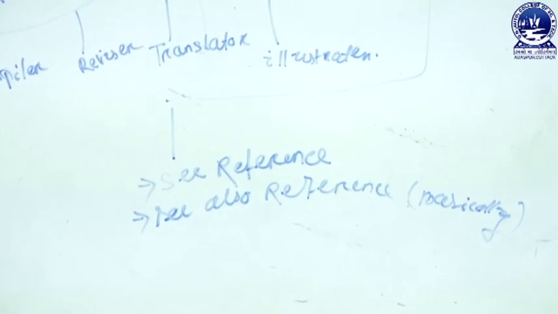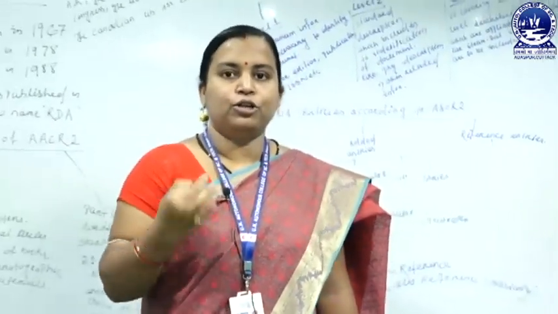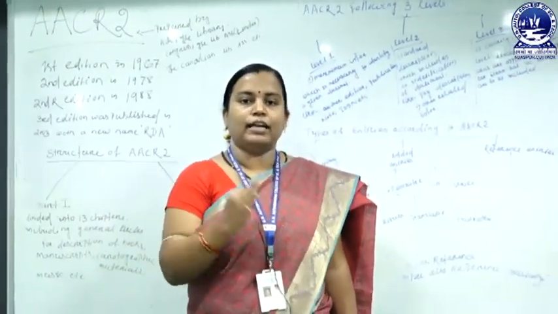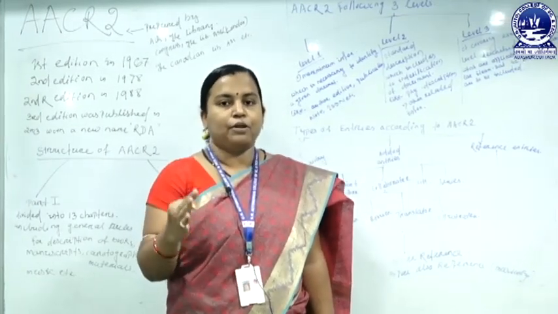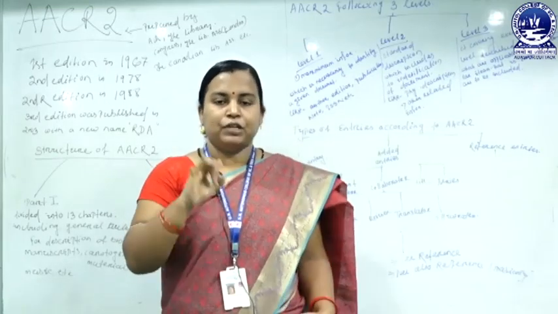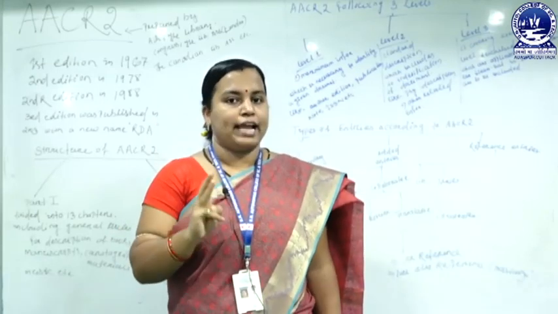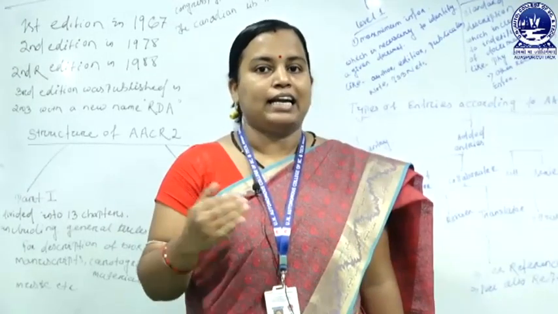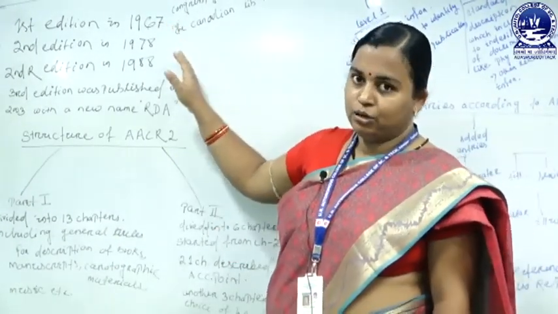And AACR2 is very easy and very friendly for every cataloger to access, to prepare and to define the particular collection that is available in the library, so it is clearly defined to the users. It is very logical, very user friendly, and it strictly follows the ISBD format. What is ISBD? It is the International Standard Book Description. ISBD should be followed in the AACR2 code.